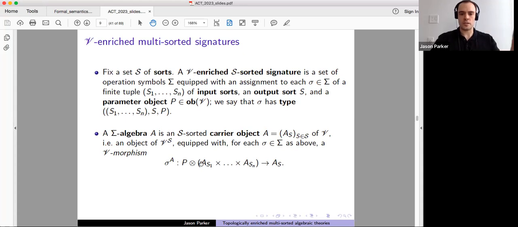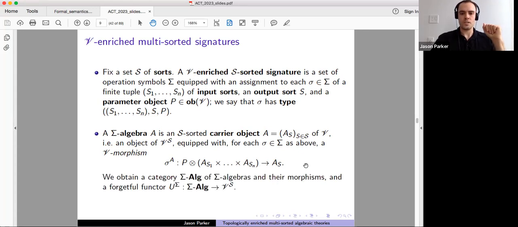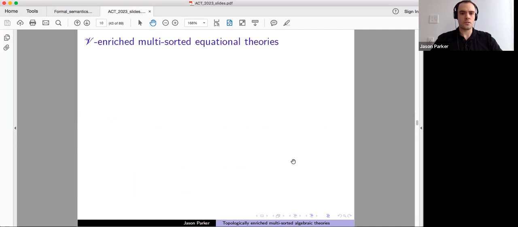So the parameter is acting on this product of input sorts. And that is what gives the enrichment, loosely speaking. So we get a category sigma-Alg of these algebras and their morphisms, which we can again define in a natural standard way. And a forgetful functor U sigma landing in V to the S that just forgets all the algebraic structure. Okay, so those are the signatures.